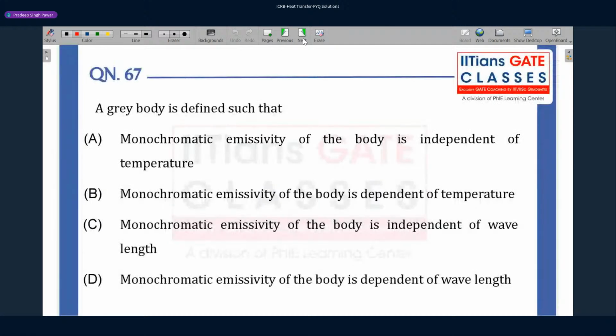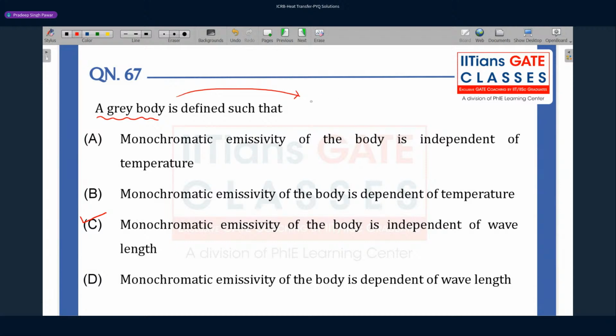A gray body. What is a gray body? A gray body is defined such that monochromatic emissive power of the body is independent of temperature. Monochromatic emissive power of a black body is dependent on temperature. Monochromatic emissive power of a black body is independent of wavelength. Monochromatic emissive power of a body is dependent on wavelength. Answer is C.